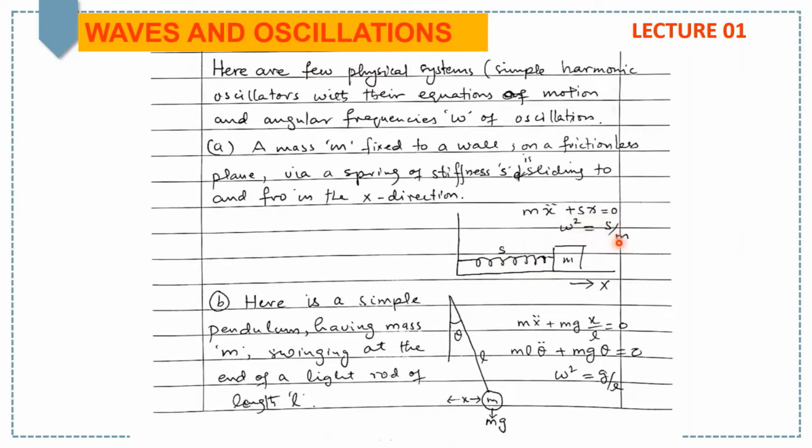having omega square equals S over m. And here we have a second physical system which consists of a mass m swinging at one end of a light rod of length L. Such a system has the equation of motion m x double dot plus m g x over L equals 0, which further can be written in terms of theta like m l squared theta double dot plus m g theta equals 0. And such a system has frequency omega equals the square root of g over L.